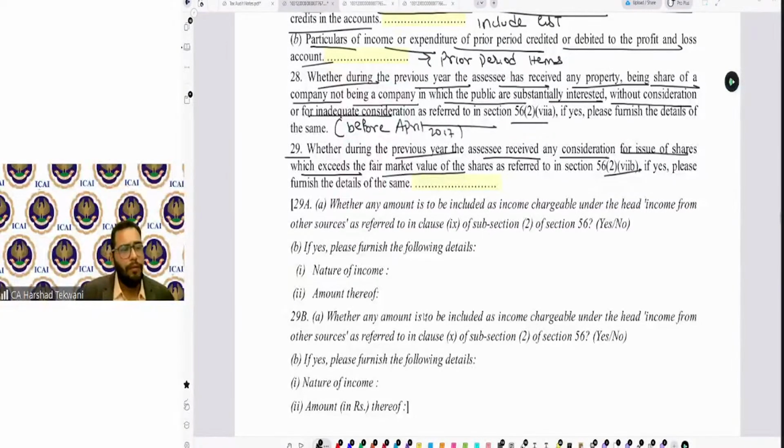Basically, usually what we do is we obtain a valuation report from a certified valuer to assess whether it is exceeding the fair market value or not. So as a part of the audit, you obtain the valuation report and then you compare with that.